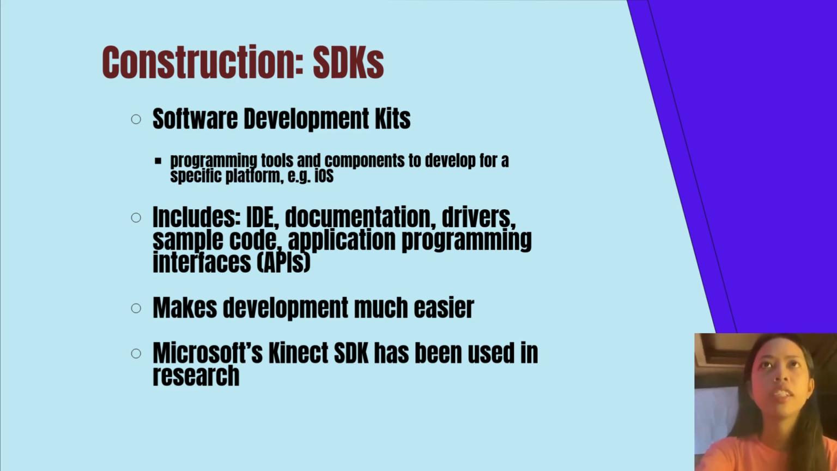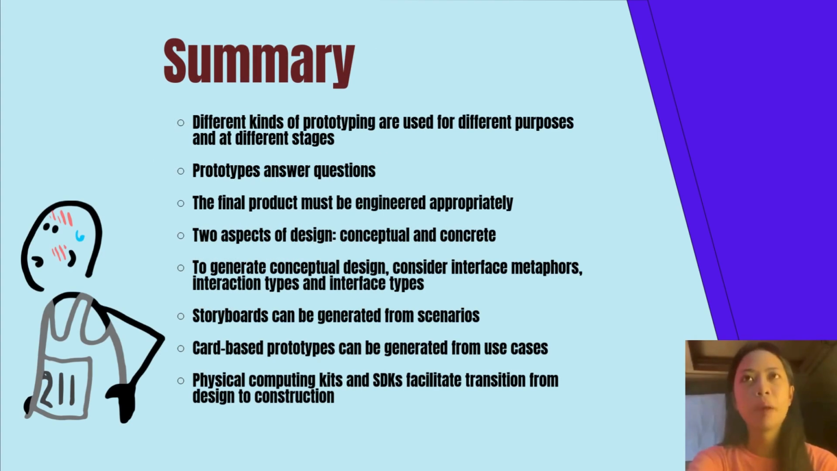Next is construction SDKs, software development kits: programming tools and components to develop for a specific platform like iOS. So SDK includes IDE, documentation, drivers, and sample code, application programming interfaces. The benefit of SDK is that it makes development much easier. And an example of an SDK is Microsoft Kinect. So the last is the summary.